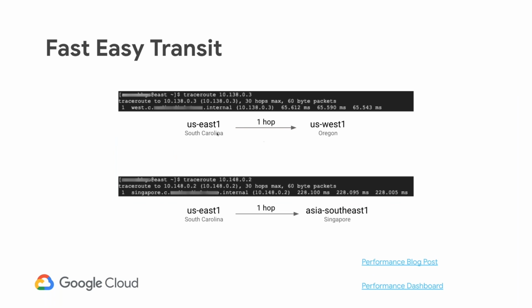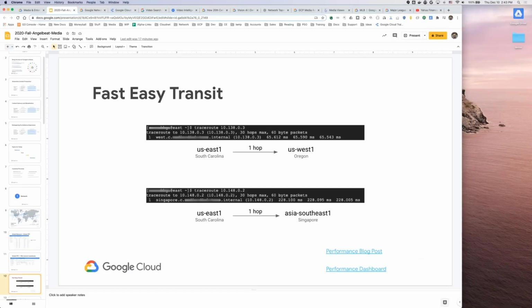So here, you can see when I do a trace route from US East to US West, it is a single hop, right? And when I do a ping or trace route from US East to Singapore, it is again a single hop. So when you're riding that fiber, you're really just very, very quickly getting to where you want to go and coming back. There is a lot of work that we've done on performance, but let me actually show you what this network looks like in a little bit in real life.